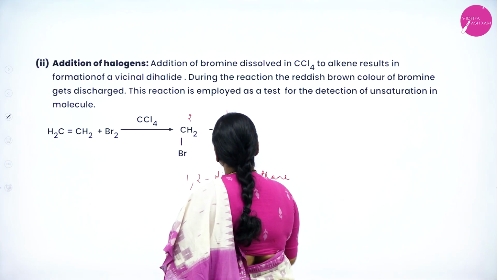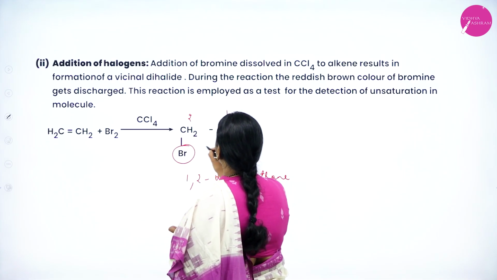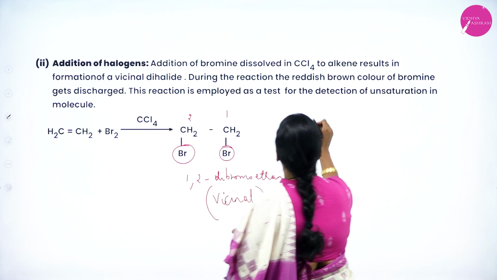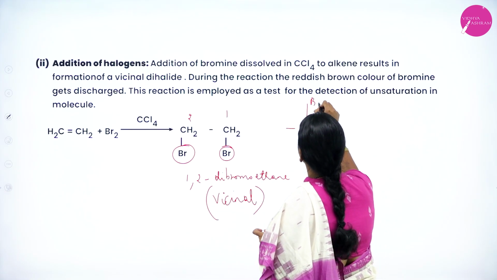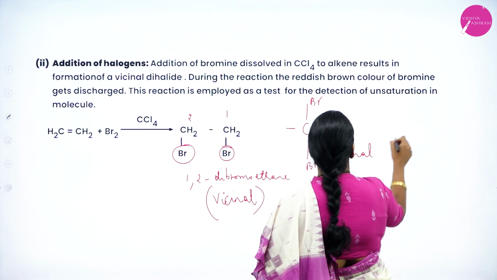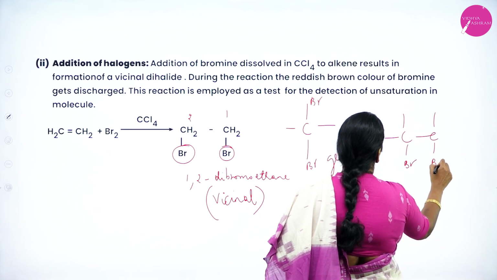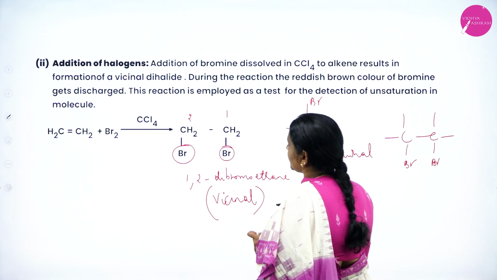Why is it called vicinal? The bromine atoms are not present on the same carbon; they are present on adjacent carbons. If bromine atoms are present on the same carbon, it is known as geminal. If they are attached to adjacent carbons, it is known as vicinal.